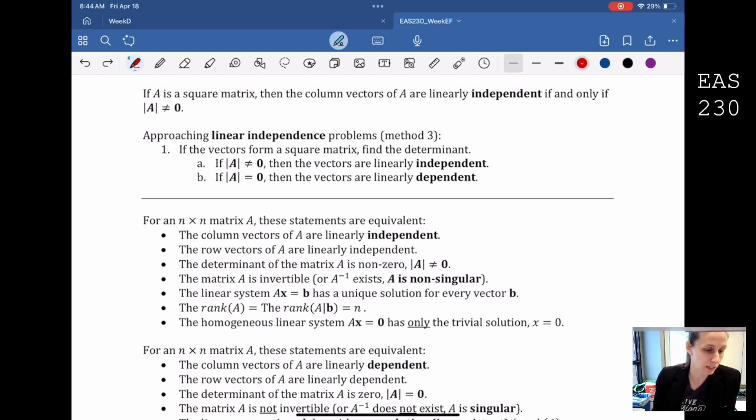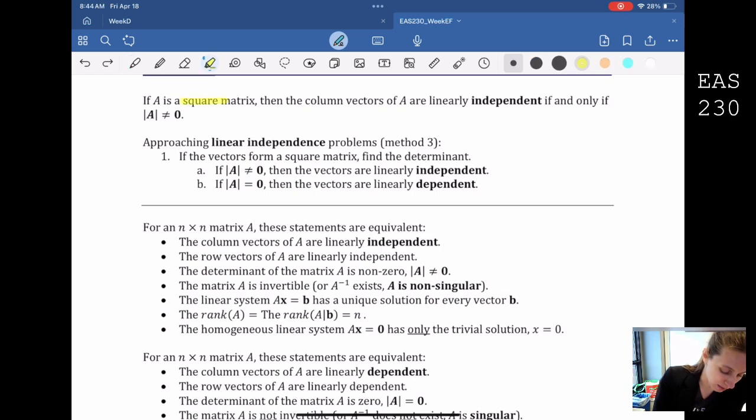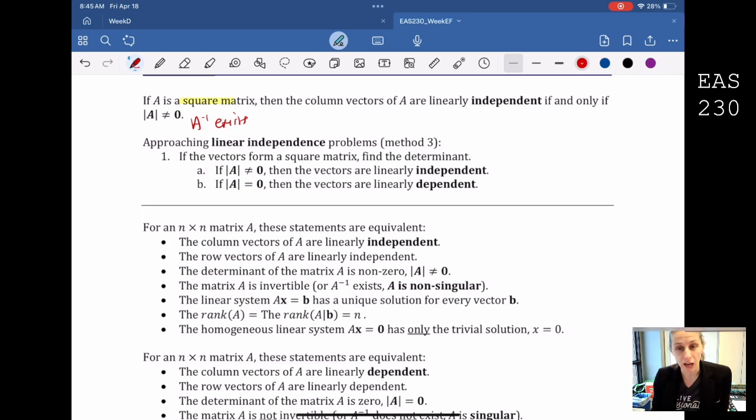The last method to find linear independence is by using the determinant of a matrix. So if A is a square matrix, keep that in mind. Determinants can only be found of square matrices. Then the column vectors of A are linearly independent if and only if the determinant of A isn't equal to 0. If the determinant isn't equal to 0, that means A inverse exists. So it turns out A inverse exists only if my vectors are linearly independent, which means my determinant is not equal to 0. Okay, so determinant is another way to determine whether or not our vectors are linearly dependent or independent.